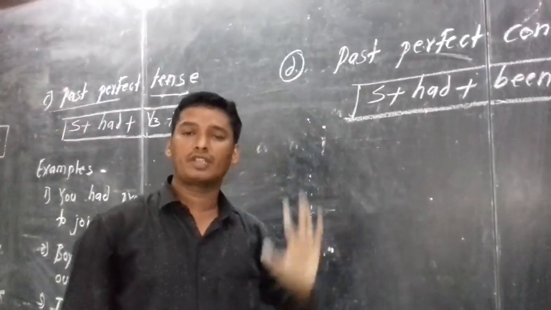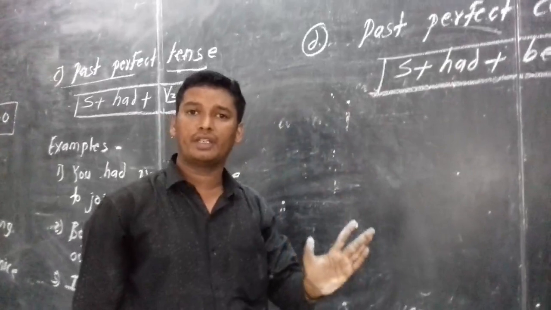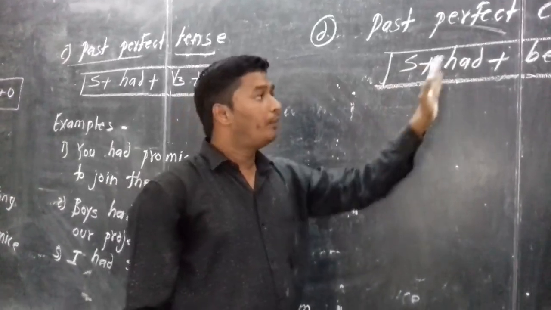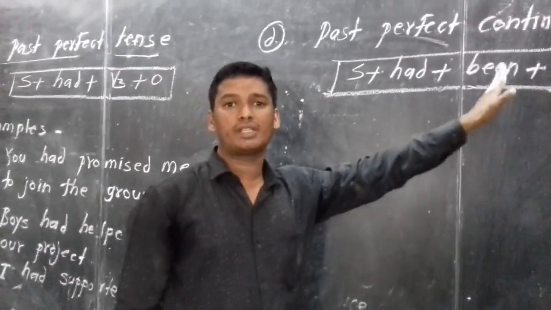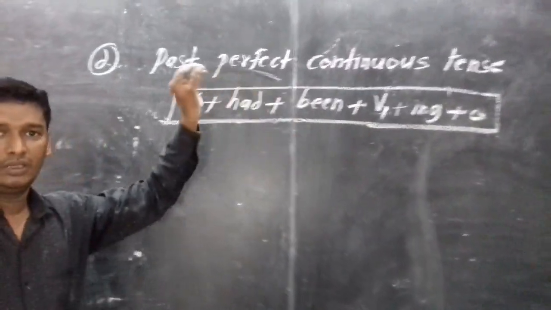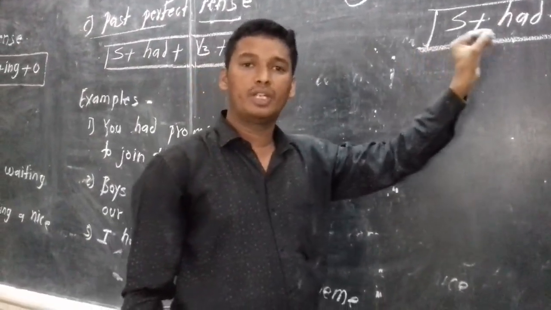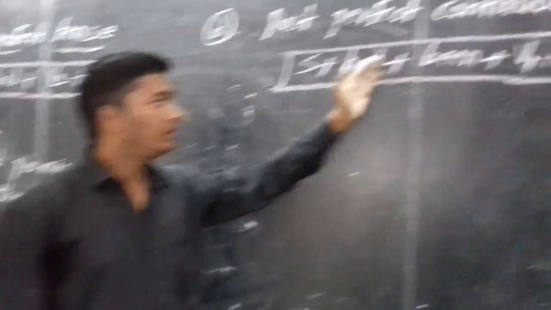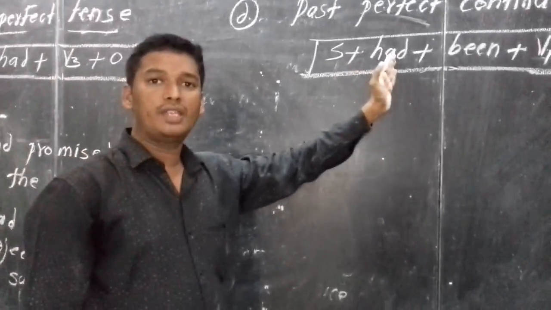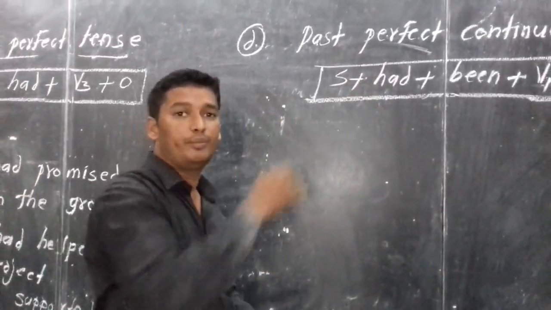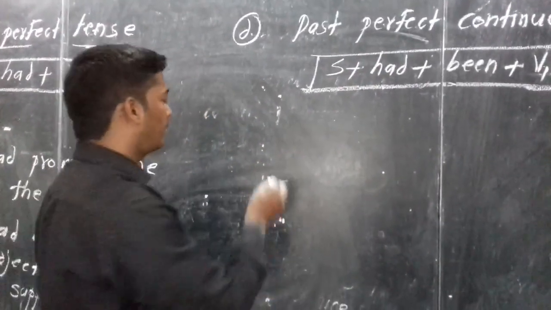What was the structure of present perfect continuous tense? Subject plus have or has plus been plus V1 plus ing plus O. Just the auxiliary verbs have been replaced. Instead of have or has, we have taken had. Now some examples of this past perfect continuous tense.